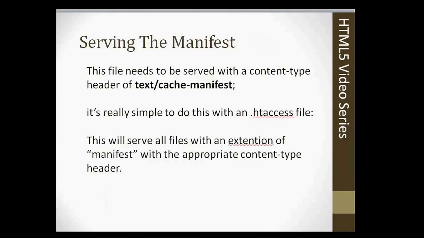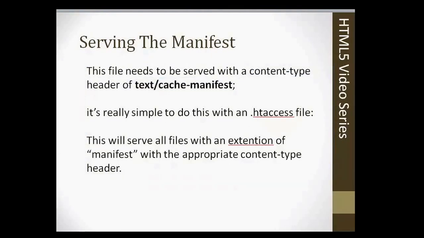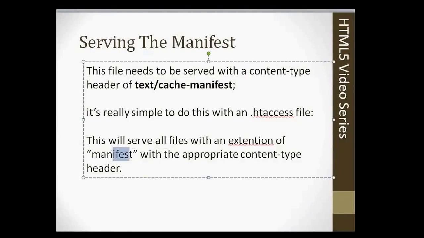Now, serving the manifest, we would do this. It has to have a content type header of text/cache-manifest, and you would do this in your .htaccess file on your server. You would just add this line here, and it'll serve all files with an extension of manifest or appcache, whatever you choose for your text file extension.